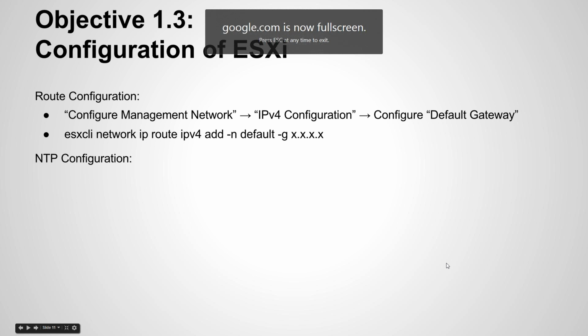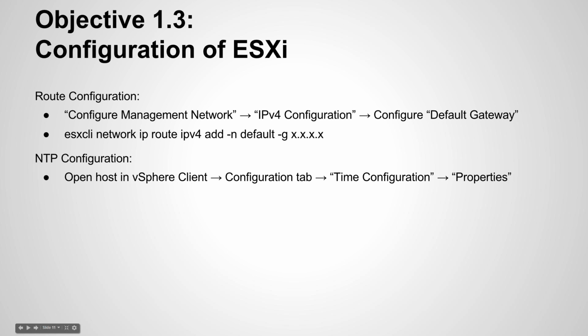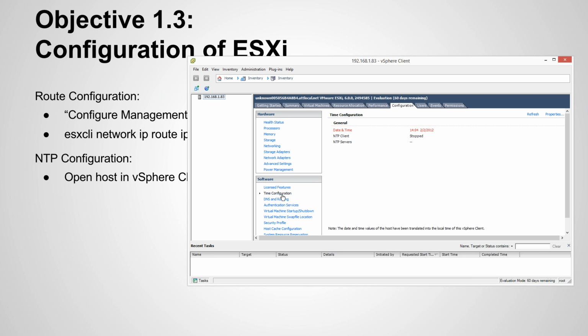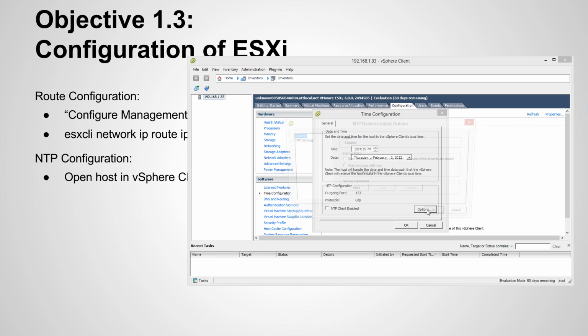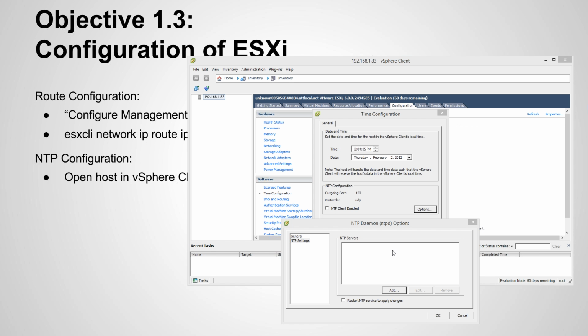All right, up next, NTP. The easiest way that I have found to do it is going through the thick client. Go through to the time configuration that's still on the configuration tab. Hit options, so you're going into your NTP configuration options. NTP settings, add in one of your NTP servers, and it kicked that off to another screen.